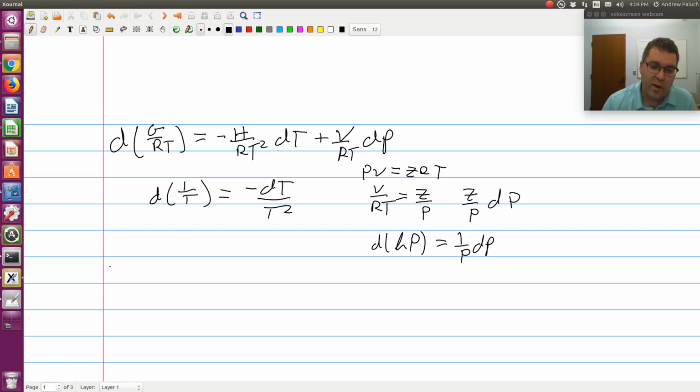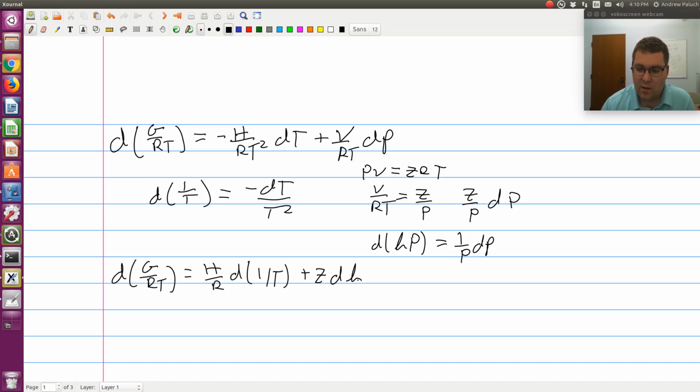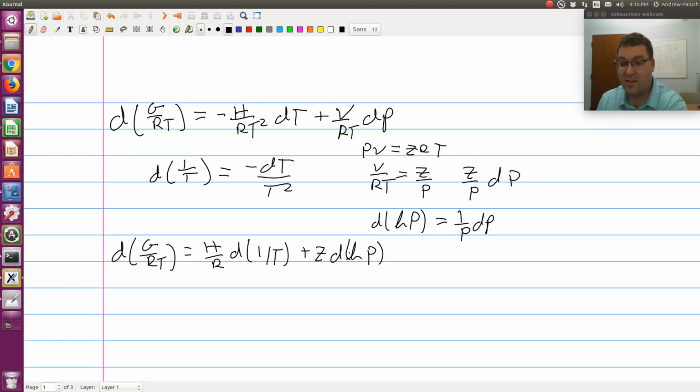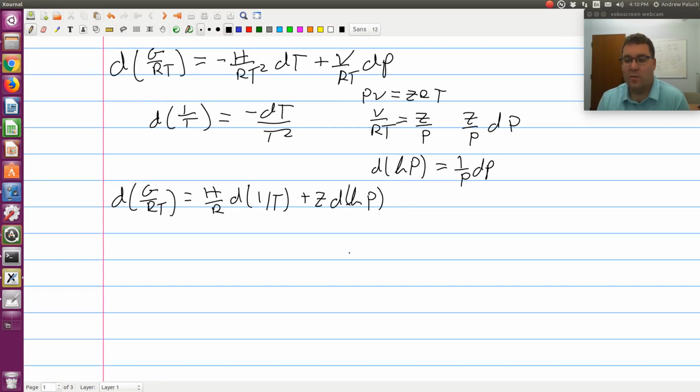And so I can rewrite our expression for the differential of dimensionless g as: the differential of g over RT is equal to H over R d inverse T, plus Z d log P. I'm going to put the log P in parentheses so I remember that that is my variable in the differential.